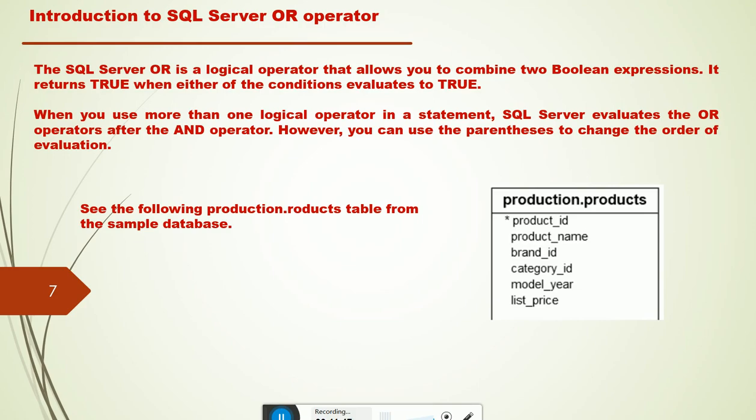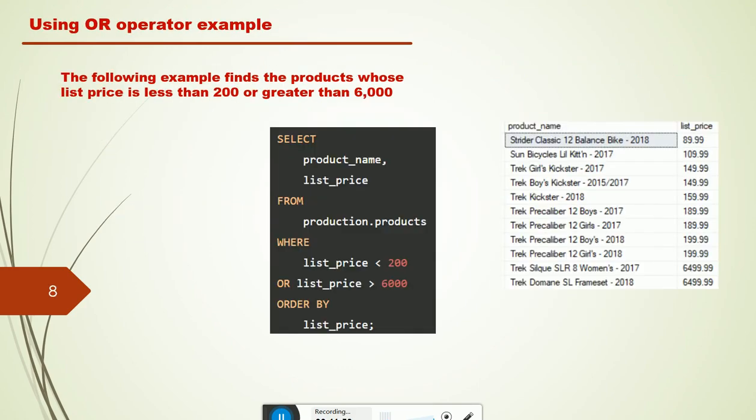Now move to the next slide. The following example finds the products whose list price is less than 200 or greater than 6000. So see the query: select product name, comma, list price from production.products, where list price less than 200 or list price is greater than 6000, order by list price.